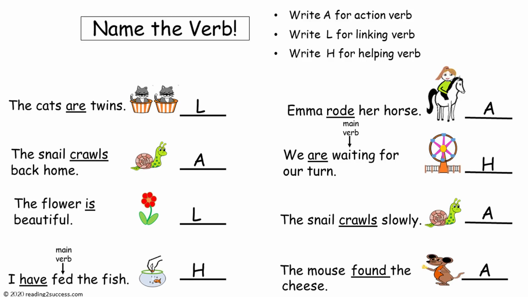Emma rode her horse. Rode is an action word, so we put an A. We are waiting for our turn. Are is underlined and it is a helping verb for the main verb waiting, so we put an H on that line. The snail crawls slowly. Crawls is an action verb, so we put an A on that line. And our last one, the mouse found the cheese. Found is underlined and found is an action verb, so we place an A on that line.